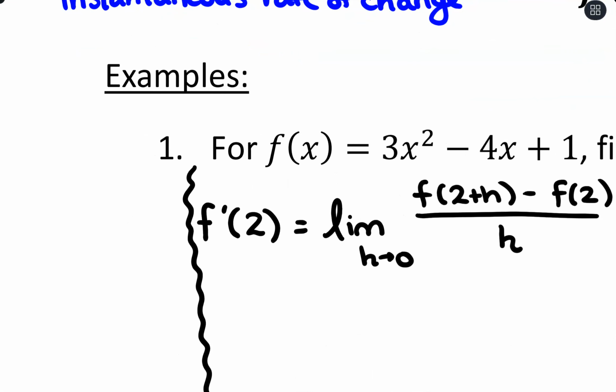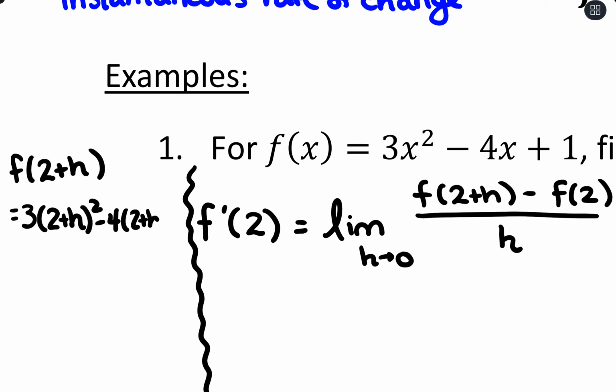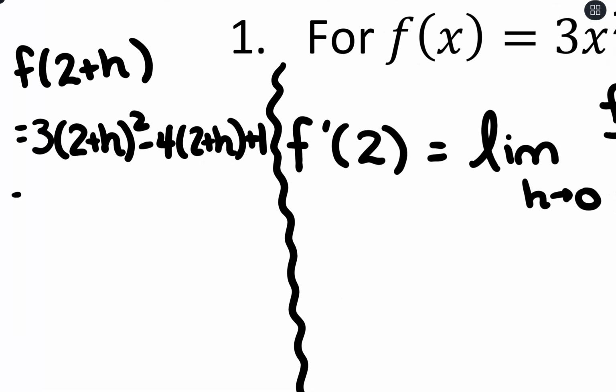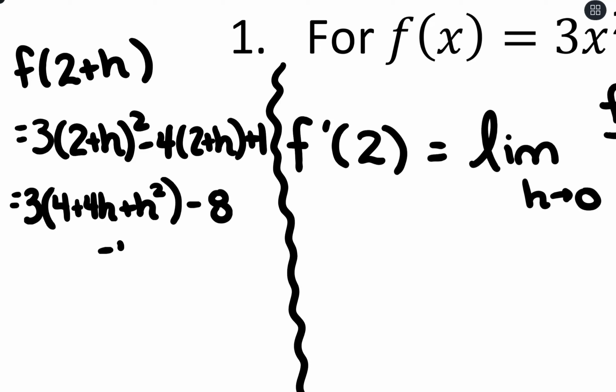So let's say I wanted to find f of 2 plus h. Well, that's going to come from 3 times 2 plus h squared minus 4 times 2 plus h plus 1. And off to the side here I'm just going to simplify. So that's 3 times, and 2 plus h squared should be 4 plus 4h plus h squared. I did not give myself nearly enough room over here, but we'll go with it. Minus 4 times 2, so minus 8, minus 4h plus 1.